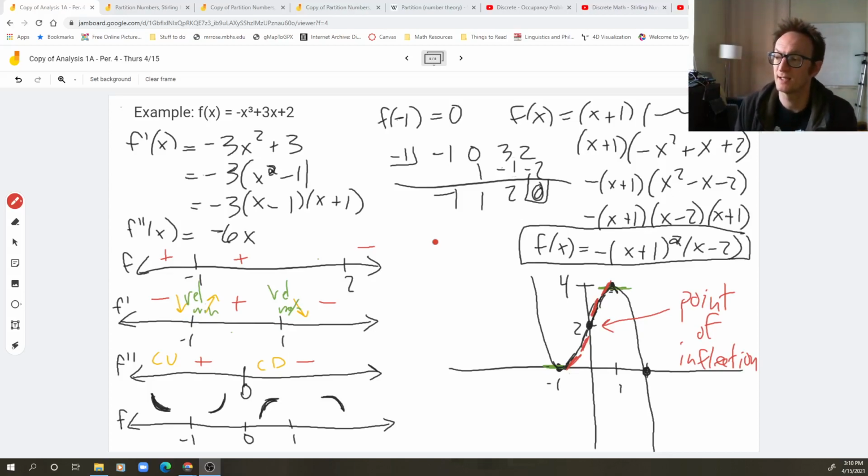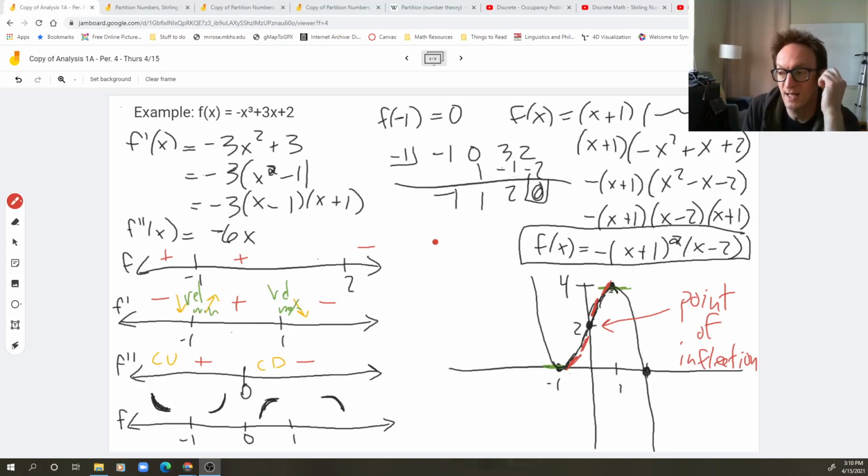But maybe phrased a little more helpfully, without using so much vocab: on a technical level, according to my definition of concave up and concave down, it means that the tangent lines here lie below the curve and here the tangent lines lie above the curve.